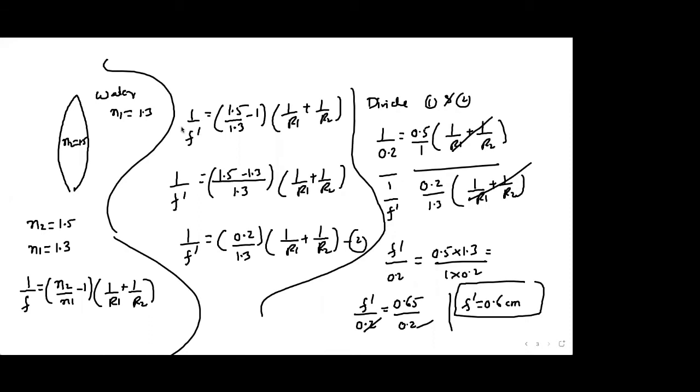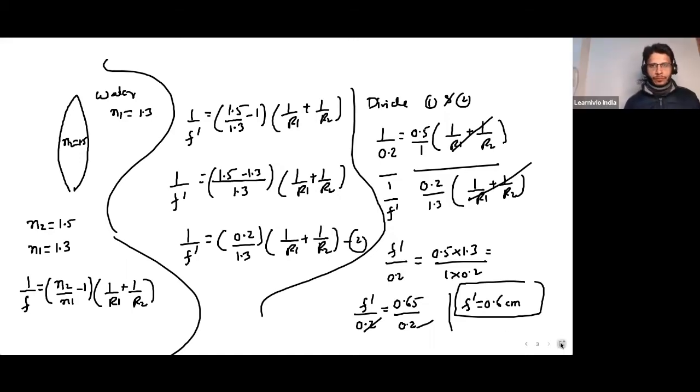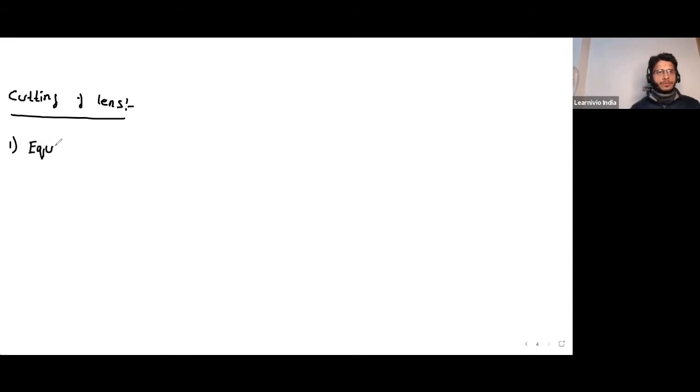Okay, so next numerical. See, the next is basically a conceptual numerical, which is based on the cutting of lens. So instead of taking a single question, I'm taking several questions on cutting of lens. So first one is, let's say I'm cutting an equiconvex lens into two parts. First, equiconvex lens.